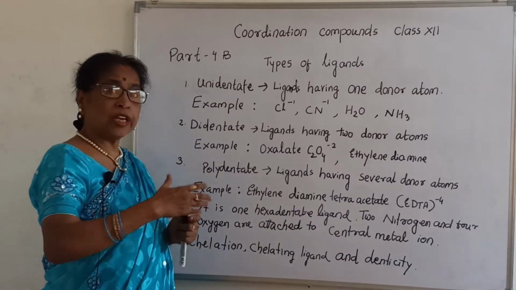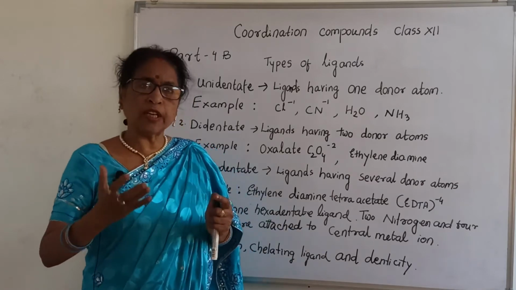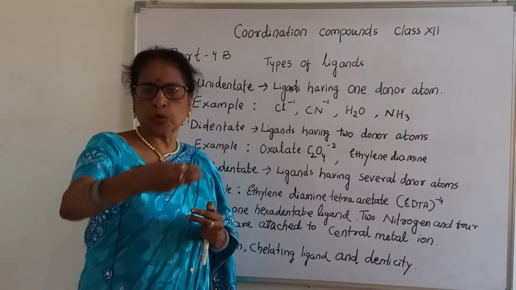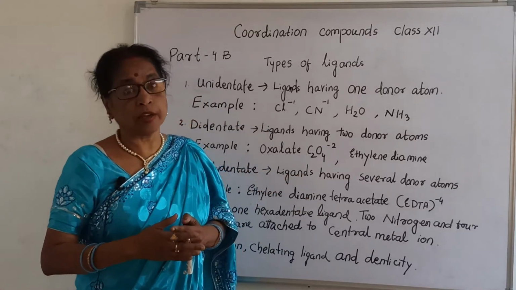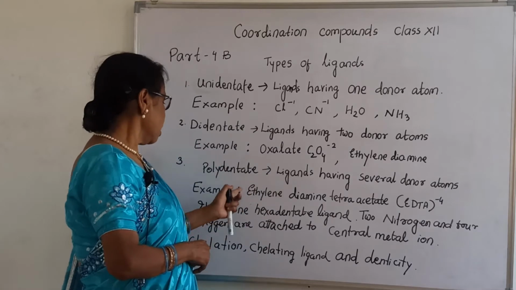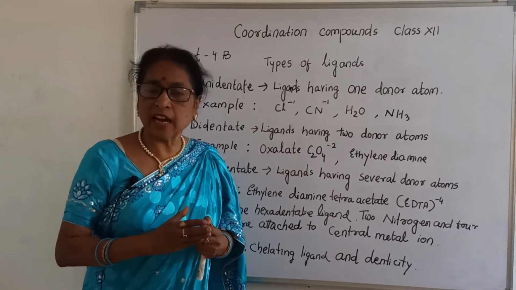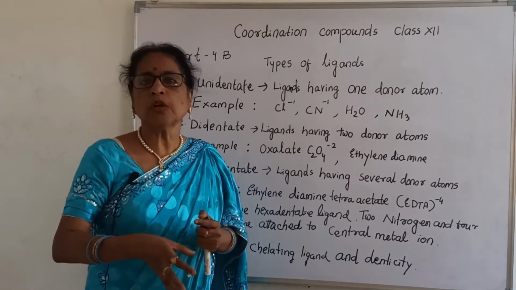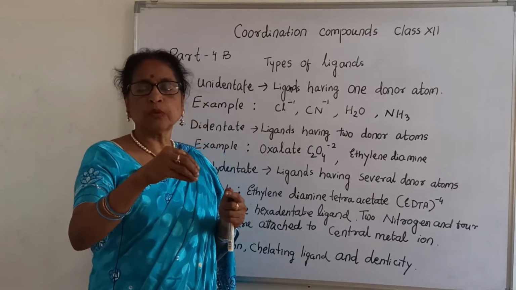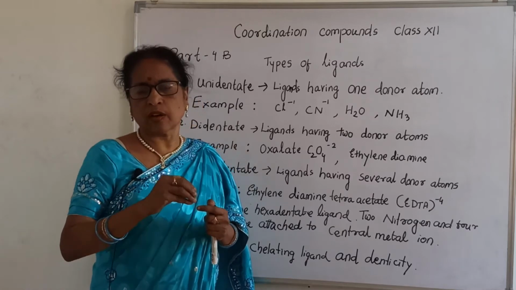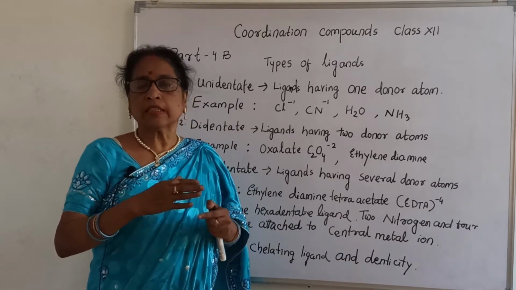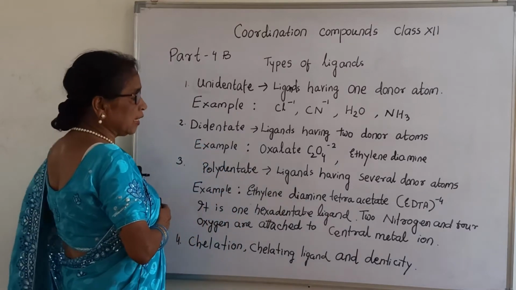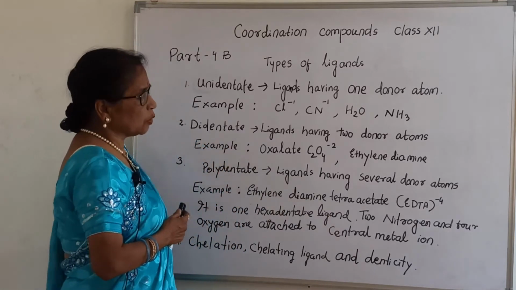Then come to polydentate ligand. What do you mean by poly? So many, that means more than 2. If there are more than 2 donor atoms from the ligand towards the central metal atom or ion, then it is called a polydentate ligand. That means the ligand should have more than 2 donor atoms and can donate to the central metal ion or atom through coordination bonds. That is called polydentate ligand, with several donor atoms.